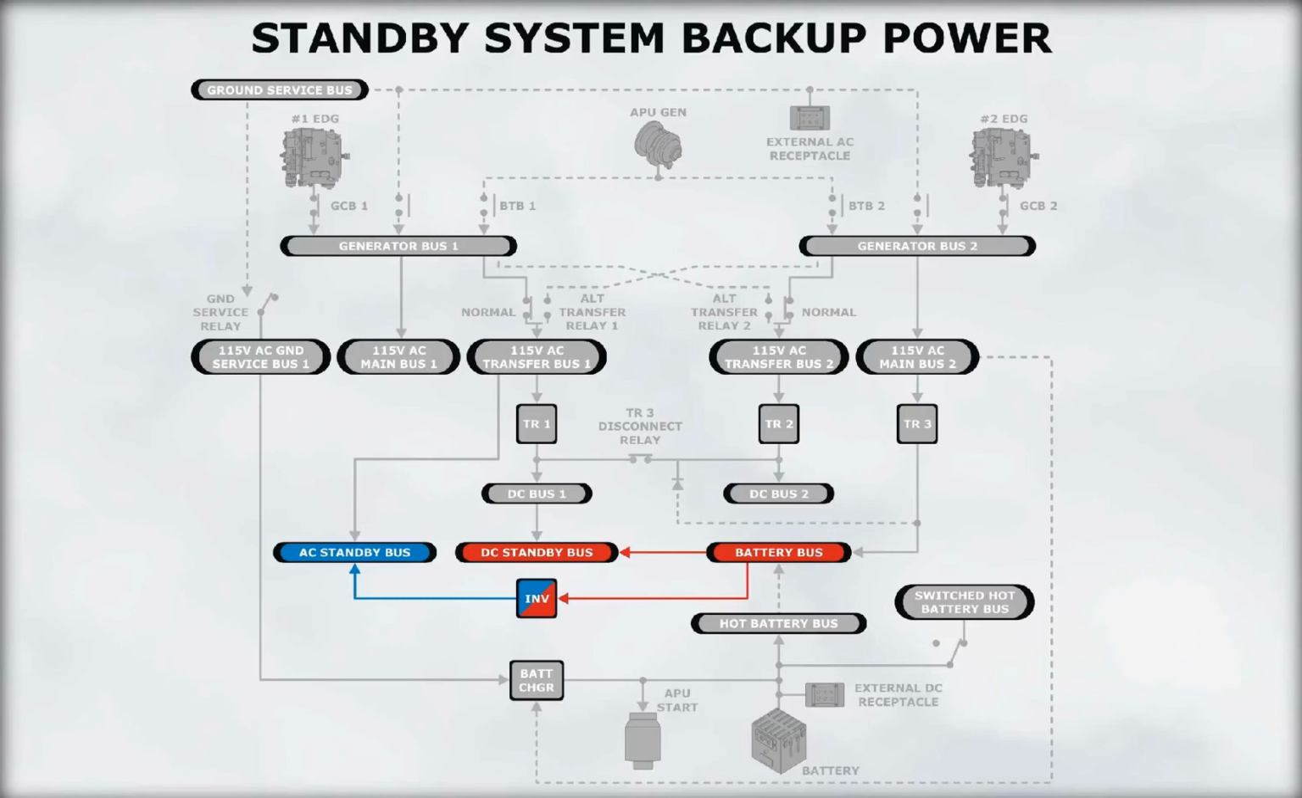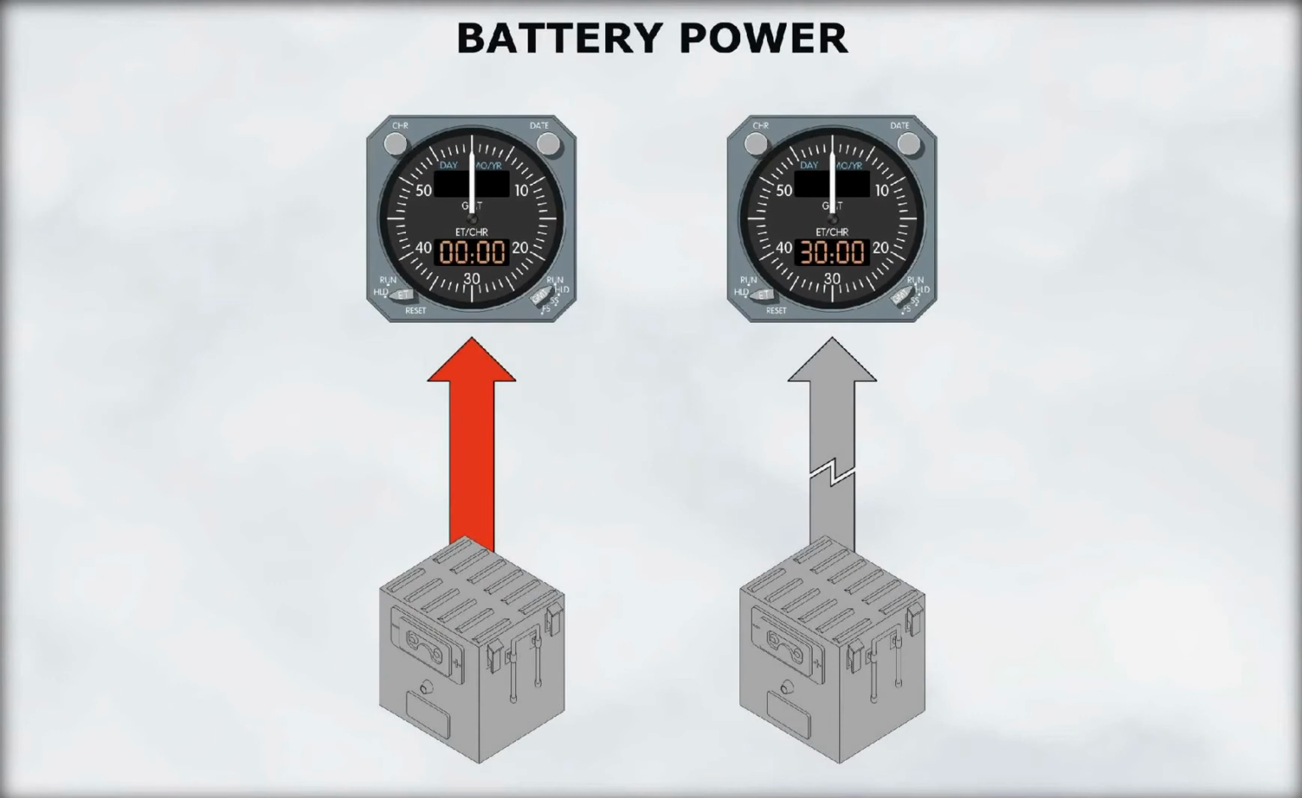The AC standby bus receives power from the battery bus through the static converter. The DC standby bus is powered directly from the battery bus. Notice that the battery can also supply power to both the AC and DC standby buses. A fully charged battery can provide a minimum of 30 minutes of standby power.